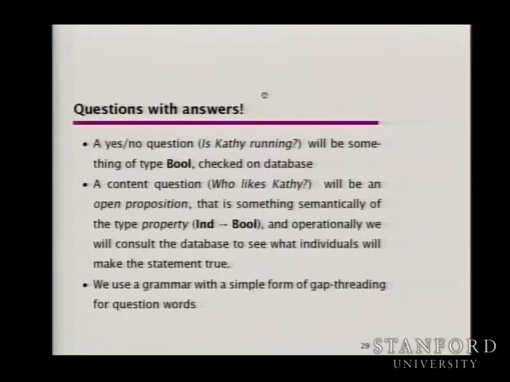Okay, let me just for a couple of minutes show a couple more examples of how you could then start to do questions like this. So we want to be able to do yes-no questions. So we want to check on a database something like, is Kathy running? What things are true of the world? And perhaps more interestingly, we might want to do content questions like, who likes Kathy?